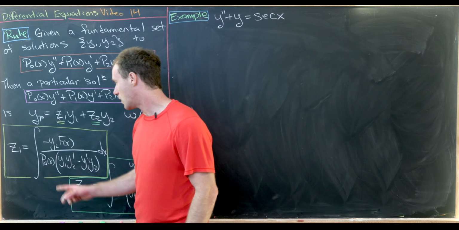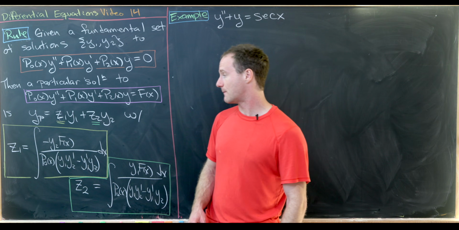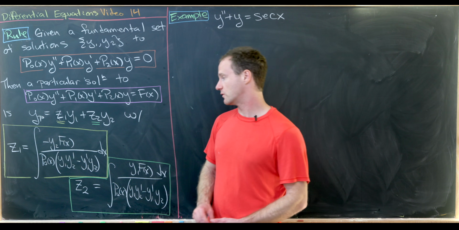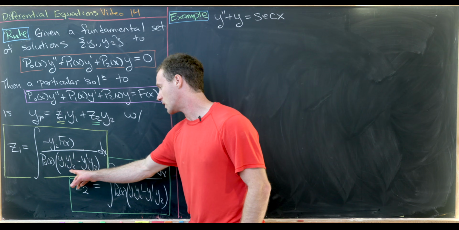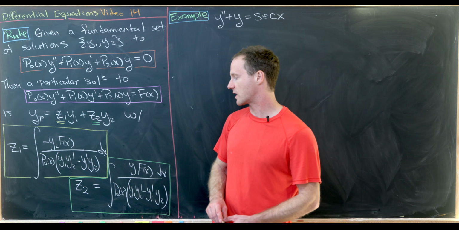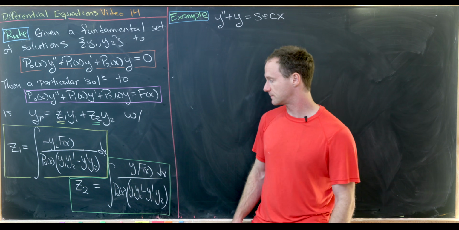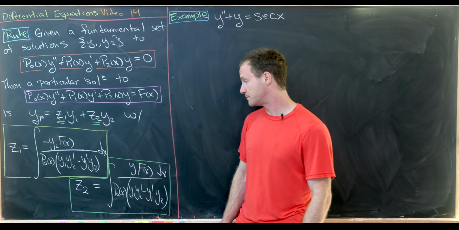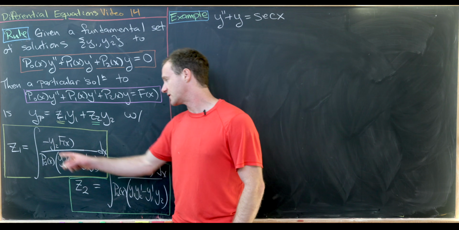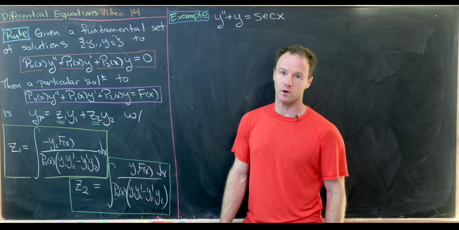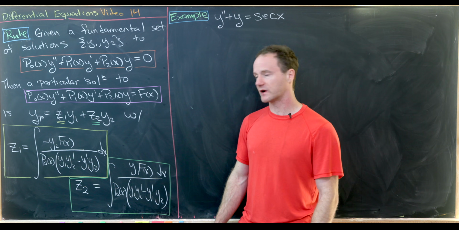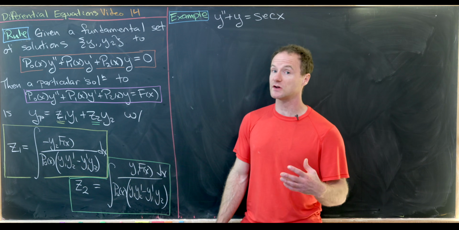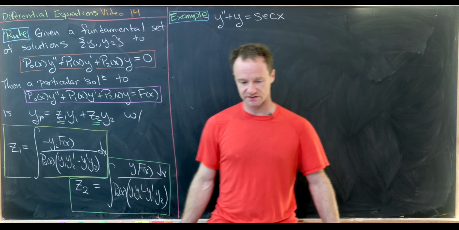So this z1 is the antiderivative of minus y2 times f of x over p0 of x times y1 y2 prime minus y1 prime y2. That's the Wronskian. And then z2 is almost exactly the same, but instead of having a negative y2 here, we just have a y1 here. Let's recall that y1 and y2 are functions. That's why it makes sense to take the derivative here. Also, they are known functions.